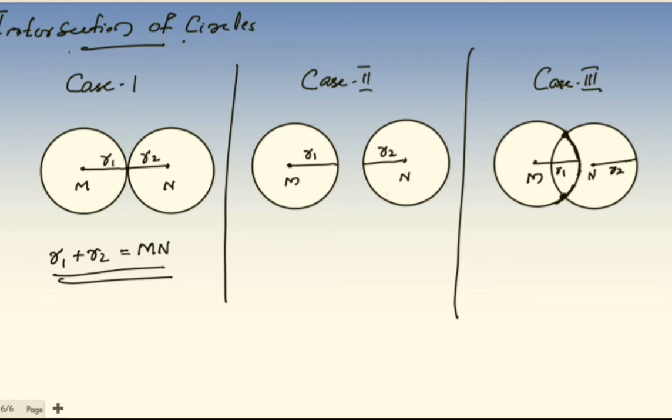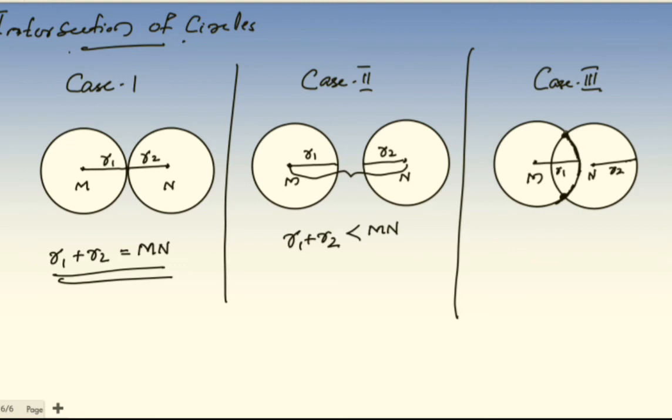But now coming to the second case, the disjoint one. Here, R1 plus R2, the sum of their radii, is smaller than the distance from M to N. You can see that MN is bigger than the sum of their radii. We can see that because of the gap there, when it comes to distance. Clear? So the distance MN is greater than R1 plus R2. Now coming to the third case, what is that?